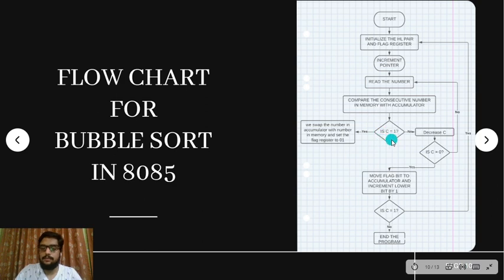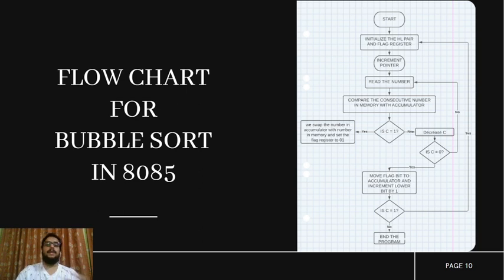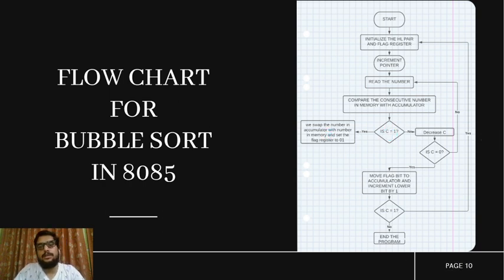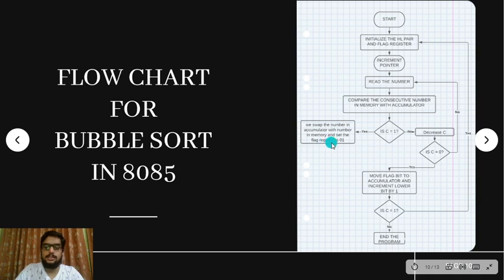Now we come to the first decision point, which is whether the carry flag is 1 or not. The carry flag will be 0 if the accumulator value is greater than the value stored in the memory. If not, the carry flag is 1. If the carry flag is 1, we do the swap because the accumulator value is less than the value in the memory and we want to do a decreasing sort. So we do a swap and we set the flag register to 1 to show that a swap has taken place.